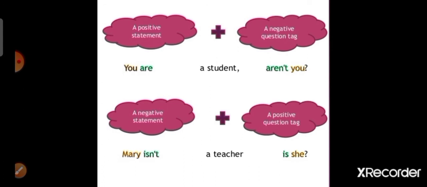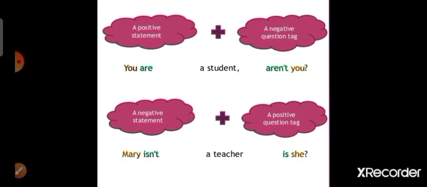Just see, you are a student. Here, are is an auxiliary verb. So, we should use the negative form, aren't. Then "you": the pronoun you won't change. Okay, the same: you are a student. The negative question tag is aren't you?